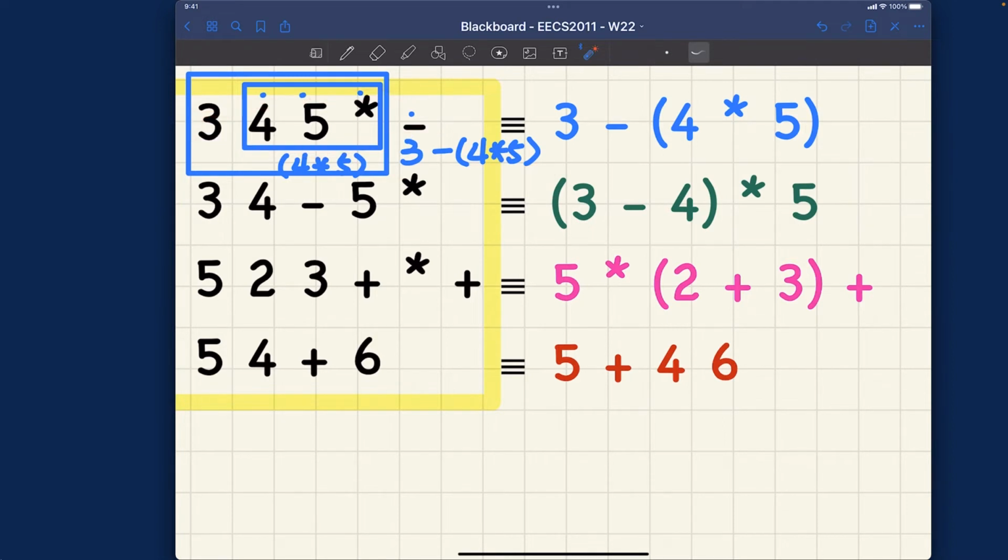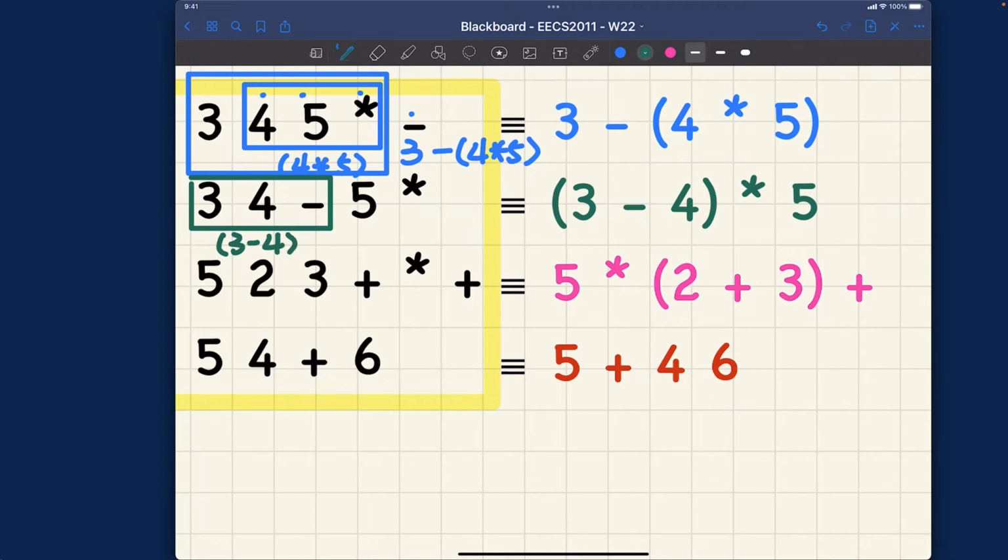Let's see another example. Following the same principle, let's look for the operator which comes after two numerical values. So you can see this is the first one. Okay, let me use green. Right, you can see this is the first one over here. So this will correspond to 3 minus 4, in parentheses over here. So that means we want to do it alone.